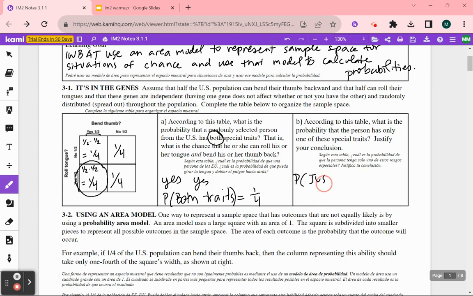Also, according to this table, what is the probability that a person has only one of these traits? So we've got a couple combinations. That could be yes, no. It could be this box right here. I'll do it in pink. Only one trait in this box. And only one trait in this box. So that equals either of those things happening. You'd add them together. 1/4 plus 1/4 is 1/2.